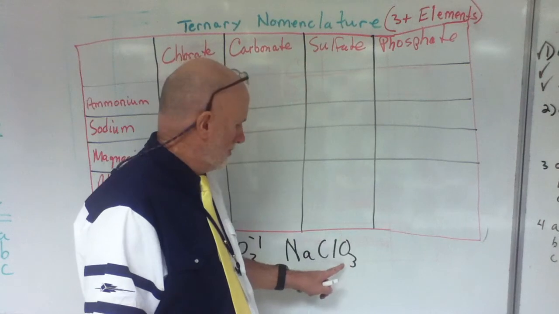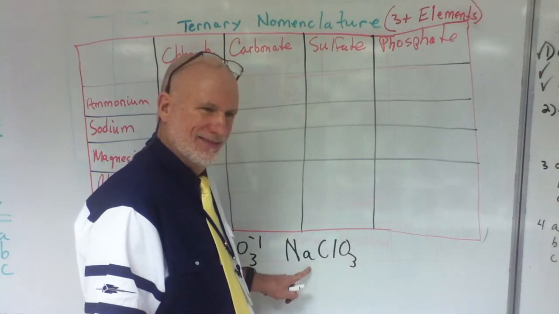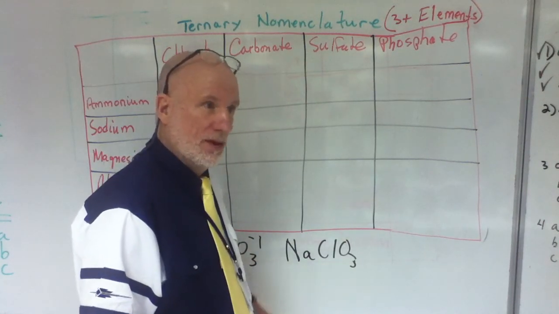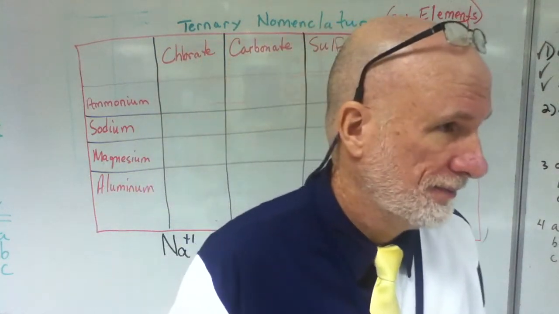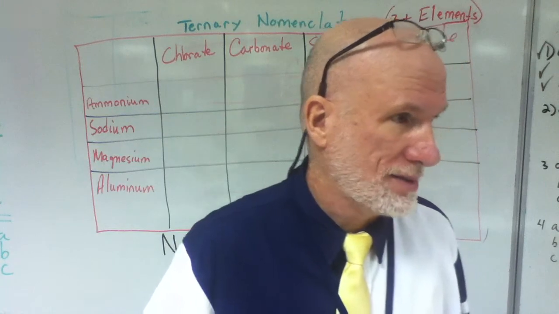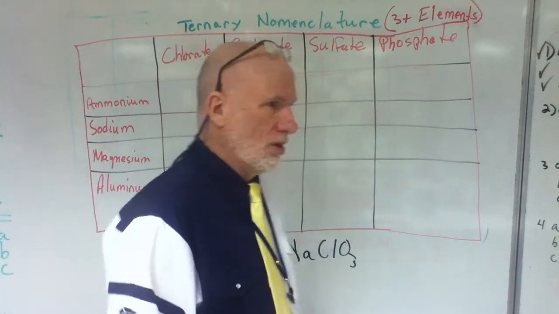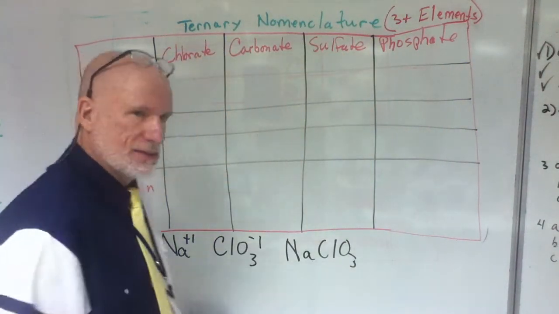Ternary nomenclature. 3 of them. 3 or more, 3 plus. I could have 4 elements. Okay? I could have 4 elements. So, how do you name this?